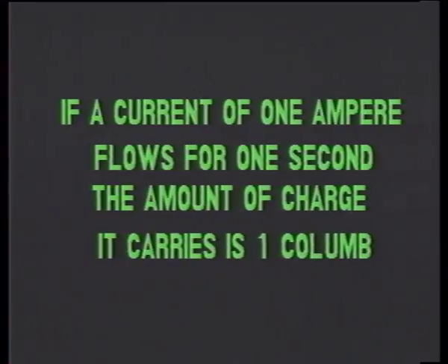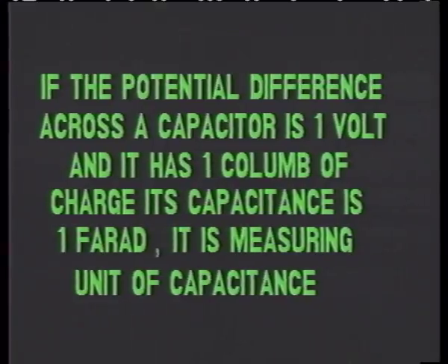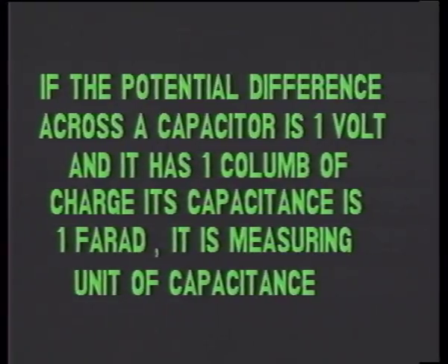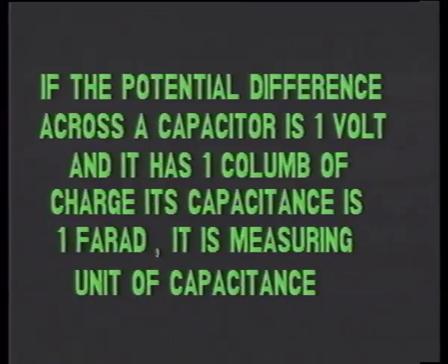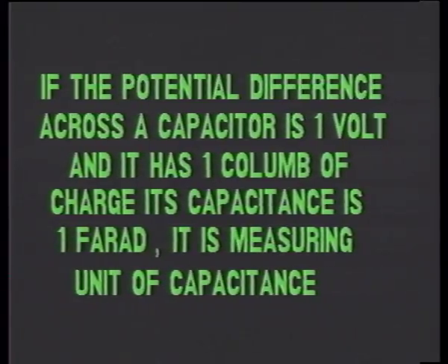If a current of 1 ampere flows for 1 second, the amount of charge it carries is 1 coulomb. If the potential difference across a capacitor rises by 1 volt while it gains 1 coulomb of charge, its capacitance is said to be 1 farad. This is the measuring unit of capacitance.